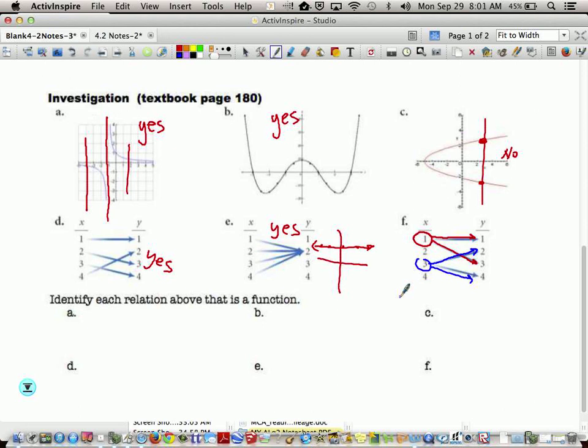So this whole rule is, if I split the class in half and said, okay, plug in 1, half of you get 1, half of you get 3, and then we have this huge argument in math about who's right or who's wrong. Functions: 1 input, 1 answer only. So this is a big fat no.